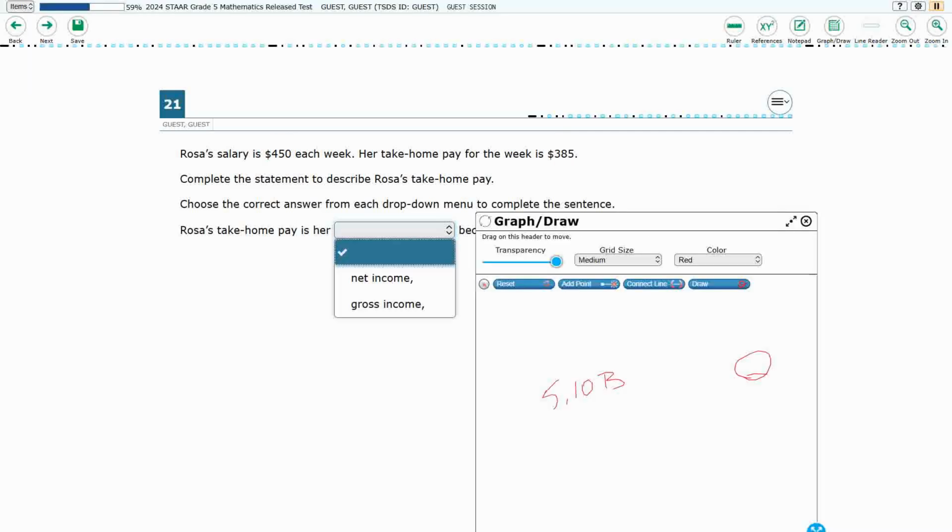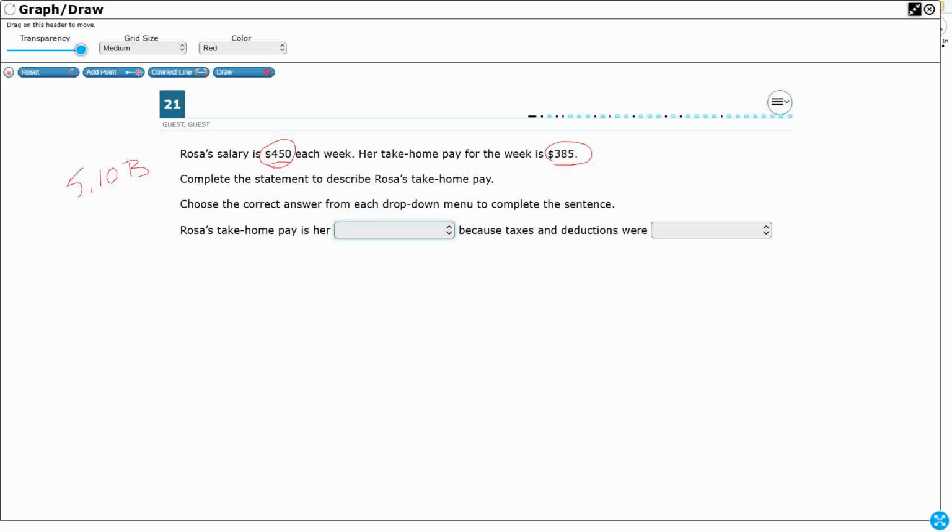Let's see what our options are. Net income and gross income. Right? So this is just, do we know our vocabulary? This is personal financial literacy. So if students haven't spent time with this, then it's really going to be difficult for them to just guess. So her take-home pay, right, is going to be her net income. So your net income is what you actually get on your paycheck.